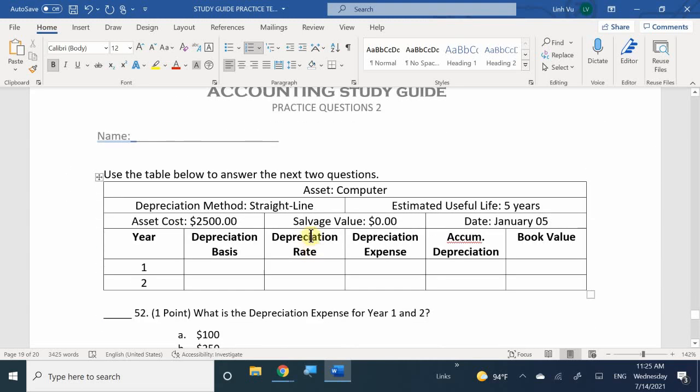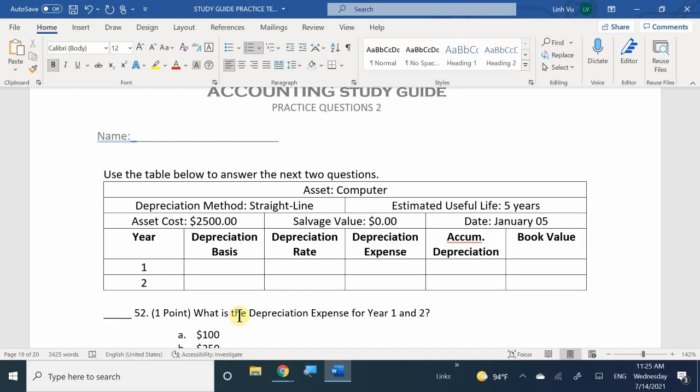All right. So use the following table to answer the next two questions. So let's take a look here. The given information here, we bought a computer. The depreciation method is straight line. Estimated useful life is 5 years. The asset cost is $2,500, and the salvage value is $0, and the date that you place into service is January 5th.